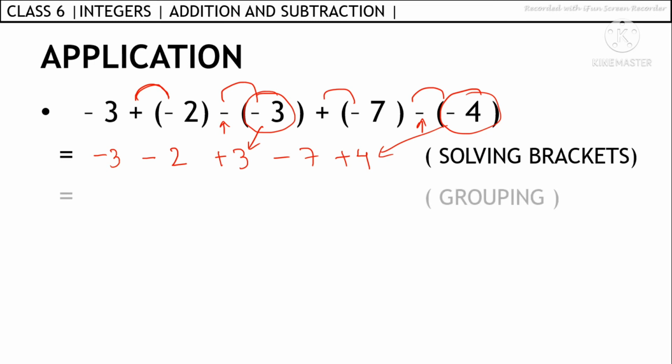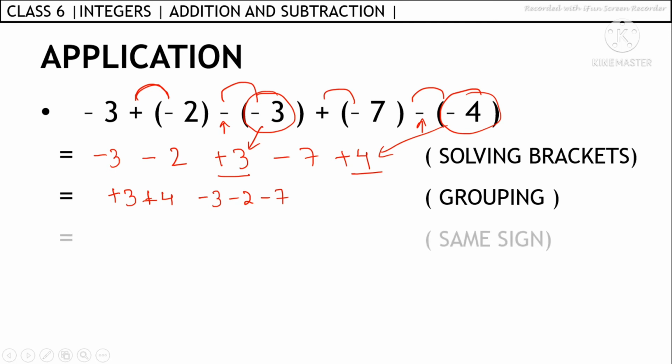Next, grouping. Now we'll just go to our heroes and villains story. We have to separate the heroes and villains. Heroes are positives, so first plus 3, then plus 4. So all the heroes are together now. Next, all the villains: minus 3, minus 2 and minus 7. That means we have separated the positives and the negatives.